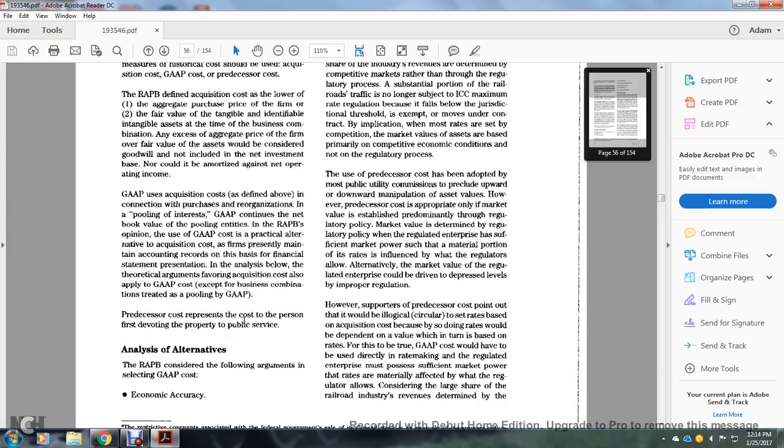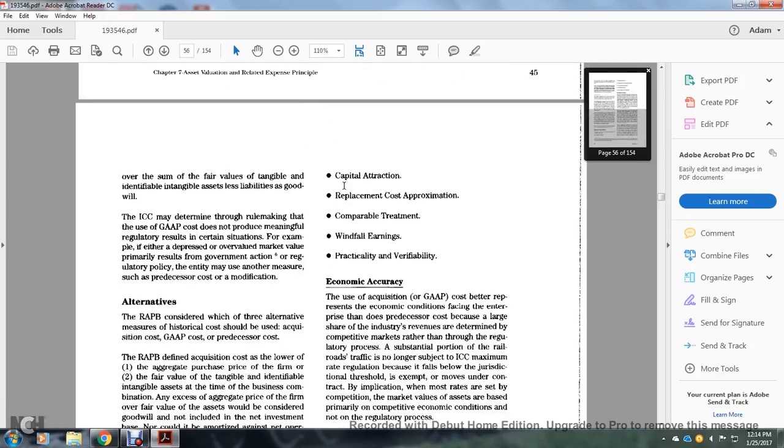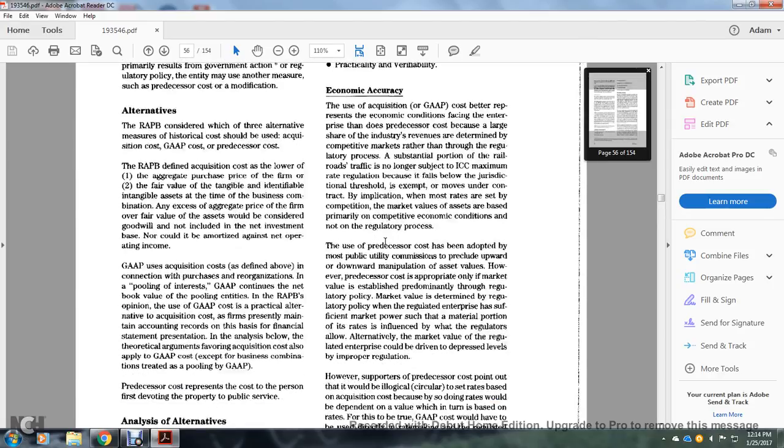Alright, analysts and the Railroad Accounting Principle Board considered the following arguments in selecting with the Government Accounting Principle Board: cost, economic accuracy, capital attraction, replacement cost approximation, comparable treatment, windfall earnings, and practical verifiability.